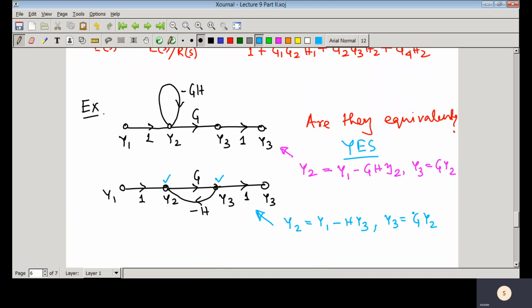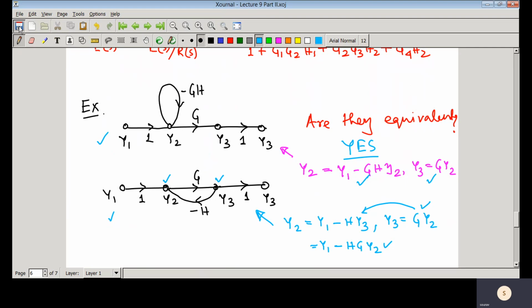If you replace it here, then you have y1 minus this is y2, and you can see this expression and this expression are the same, and you have y3 equals g y2. So that's why this particular signal flow graph and this particular signal flow graph are the same, although they look different.